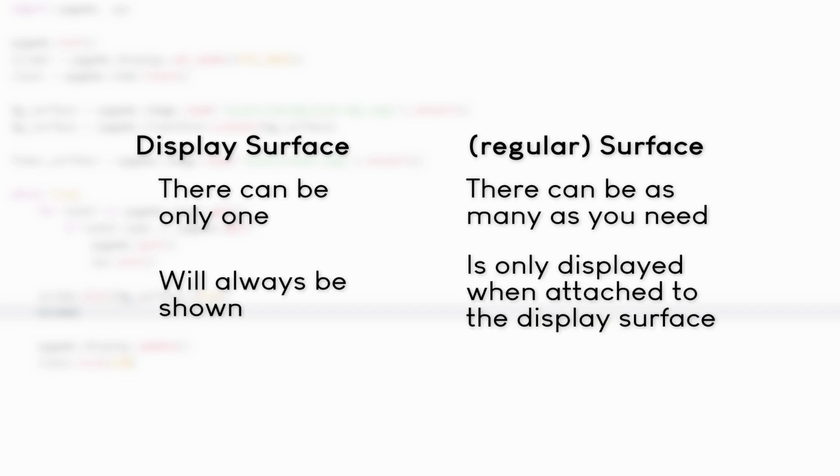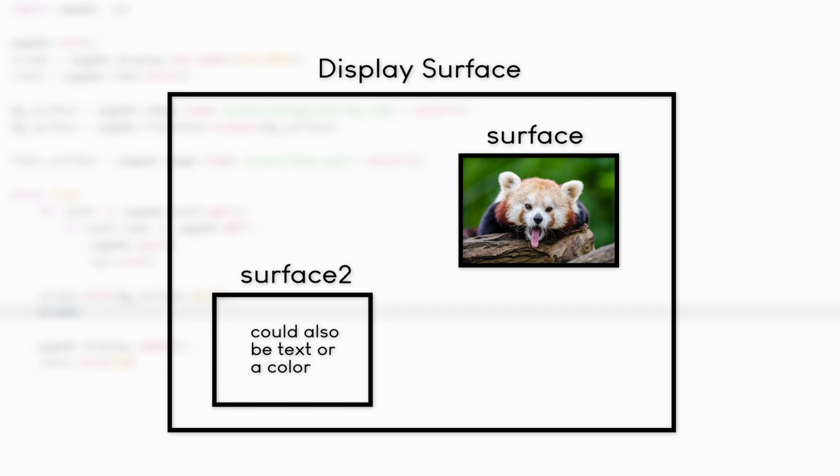And number two is that only the display surface is shown by default. You can have as many regular surfaces as you want, but unless you put them specifically on the display surface, they would not be visible. Generally, what surfaces do is they give you a new layer that you can put stuff on. So for example, when you import an image, this image will be created on a new surface. And then this surface you could put on the display surface. And then it would be shown to the player. And let's actually do that right now.